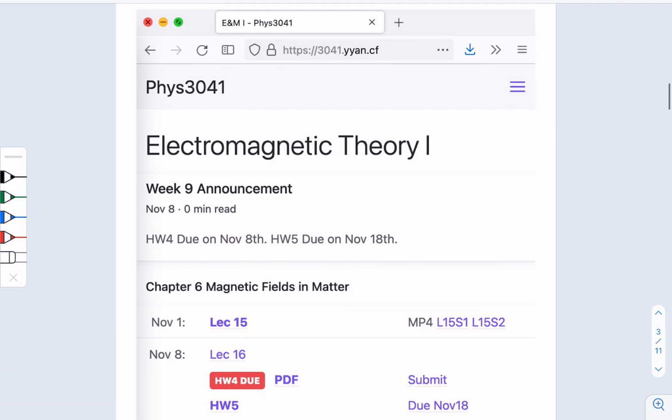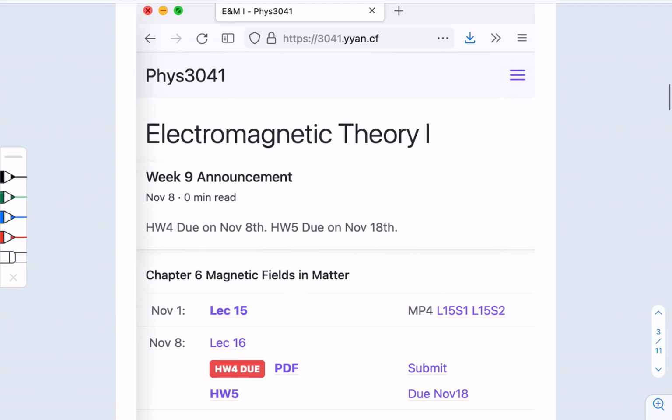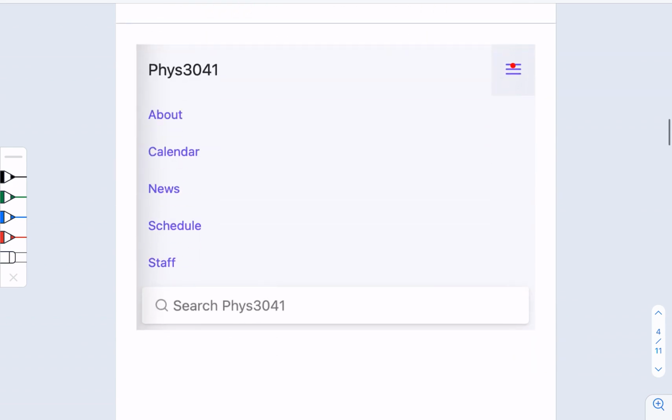So here on the mobile website, this icon can be clicked. If we click on this icon, you can actually see that it will give you back the links to the other pages. So it's simply hidden here.